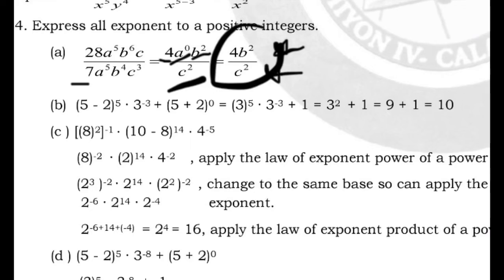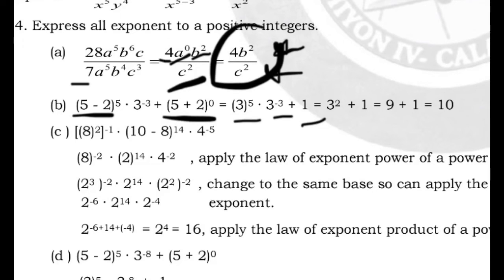Letter b. Quantity of 5 minus 2 raised to the power of 5 times 3 to the power of negative 3, plus quantity of 5 plus 2 raised to the power of 0. So in here, 5 minus 2 equals 3. So 3 to the power of 5 in here. Then times 3 to the power of negative 3. Then quantity of 5 plus 2 raised to the power of 0 is equal to 1. So this is equal to 1 in here.